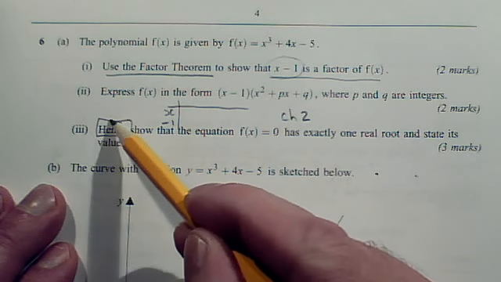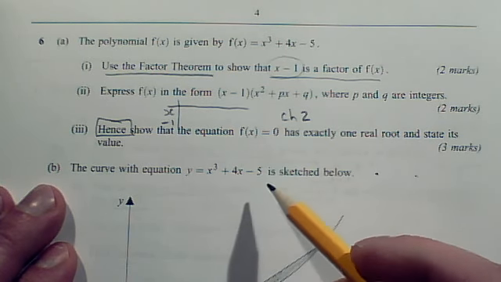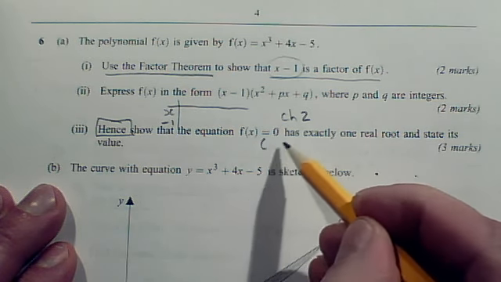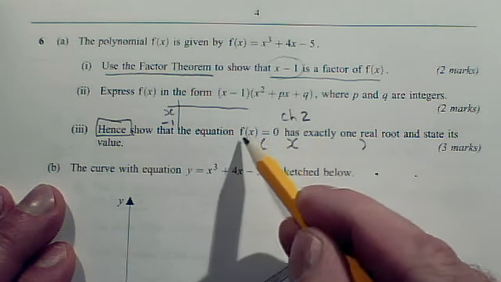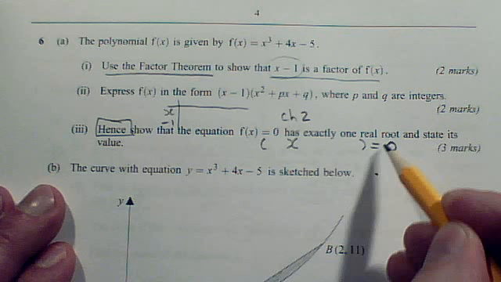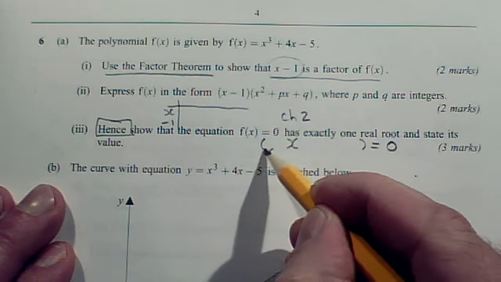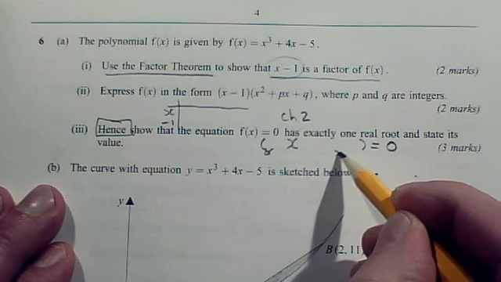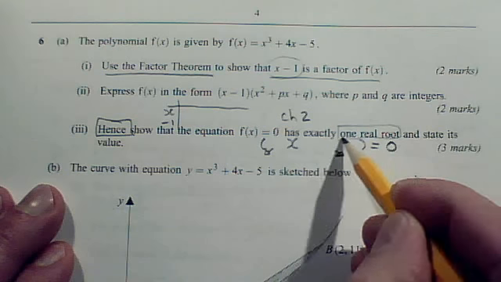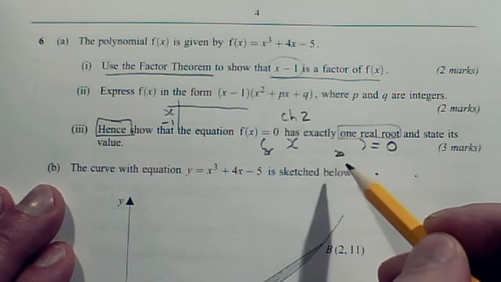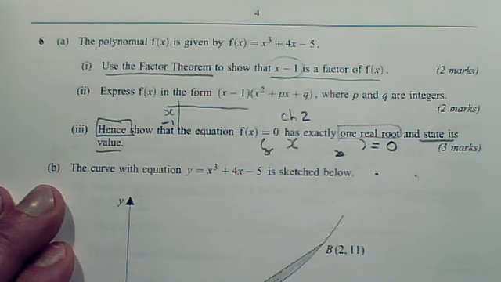Hence, that means use what you've just done. Show the equation f of x has exactly one real root and state its value. So you're working with the factorisation you've just got, a little bracket times a big bracket, and we want f of x to equal 0 at this point. That leads to 2 possibilities. That bracket could equal something, or that bracket could equal something, and altogether we want there to be one real root. Now one of these you see leading directly to a real root, so point that out, state its value. You may want to come back to that at the end.